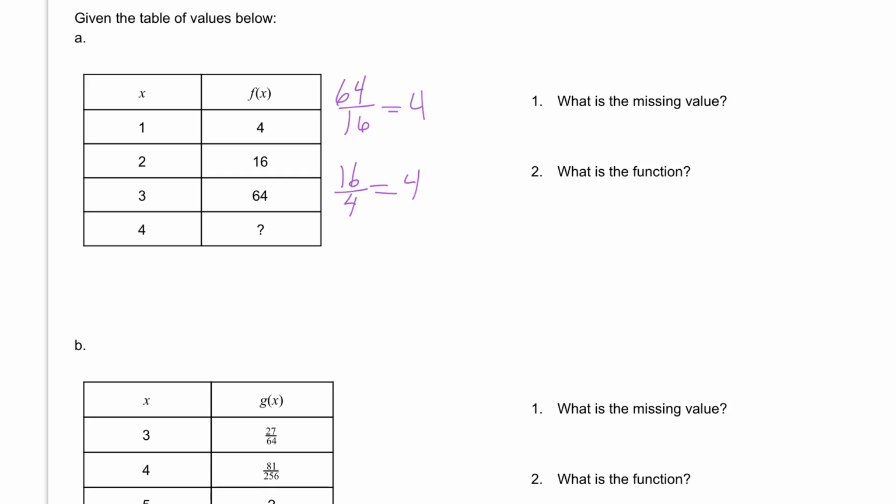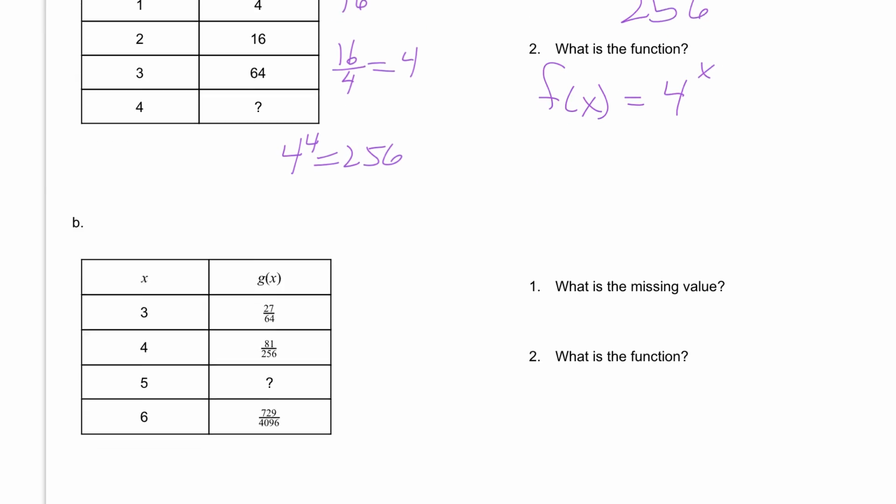So we could say that our function here is f of x equals 4 raised to the x power. This number, after you divide that common ratio, will always be the base of your function. Then if we want to find our missing value, we're looking for when the x value is 4. So all we need to do is take 4, the base that we found, and raise it to the 4th power. So 4 raised to the 4th power is equal to 256. So our missing value is 256.